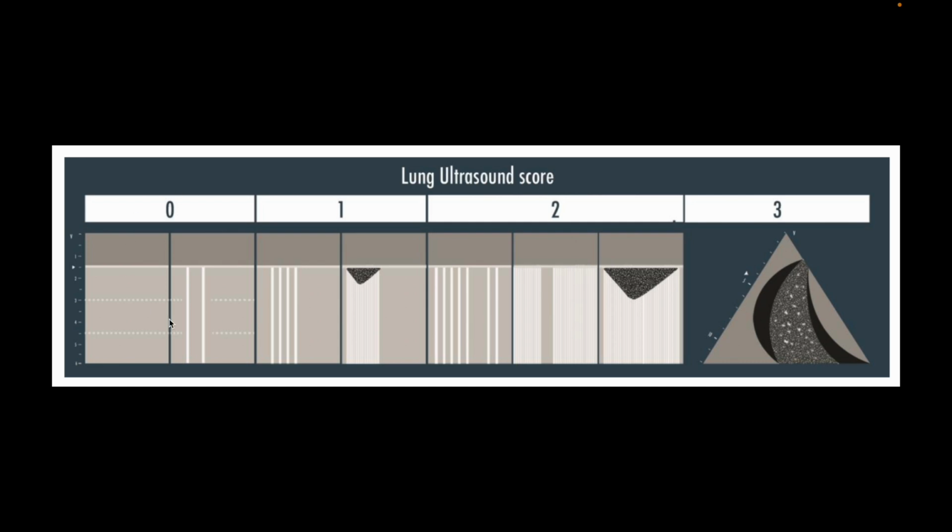As we have already seen, 0 is good A lines with only 2 B lines. 1 would be when you find a lot of B lines and less than 50% consolidation. 2 would be a lot of B lines, that is more than 5, or a lot of coalescence of the B lines. You actually can't differentiate each line. Or you find more than 50% subpleural consolidation. And finally, something like this where you almost see it as if it's the liver.